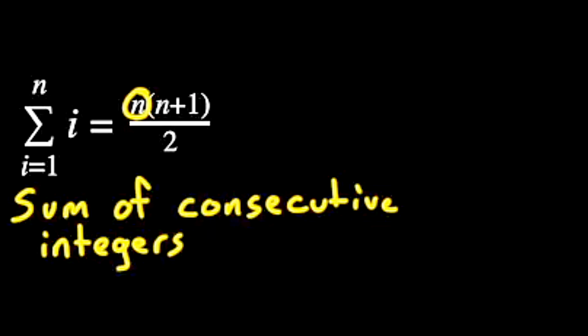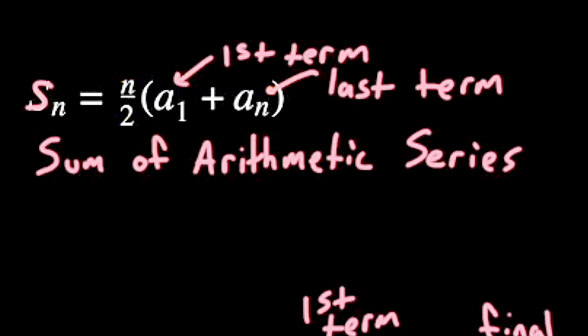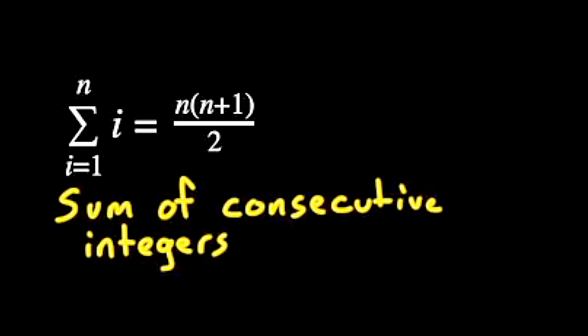So all you do is you take your last term number, multiply it by 1 more than that last term number, and then divide by 2. What's really interesting is you can actually show that this formula and this formula are the same thing in a certain case. That might be kind of interesting to look at. But for right now, let's just take a look at the next formula.